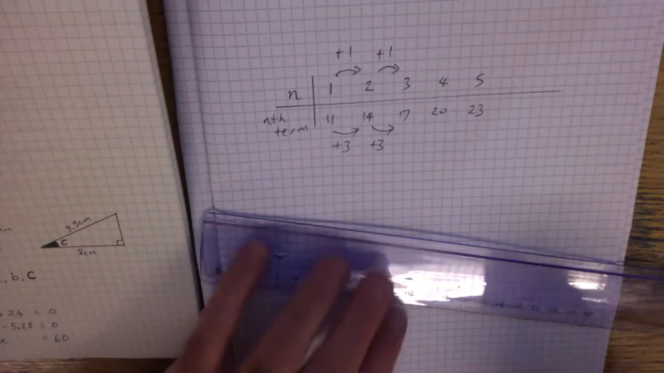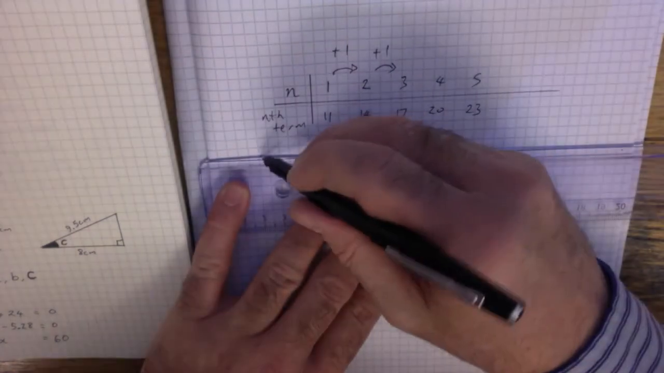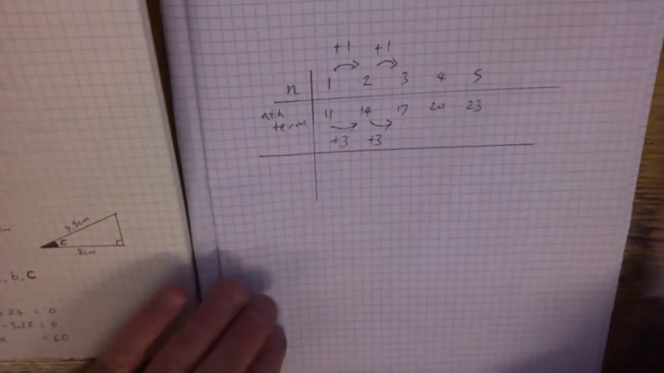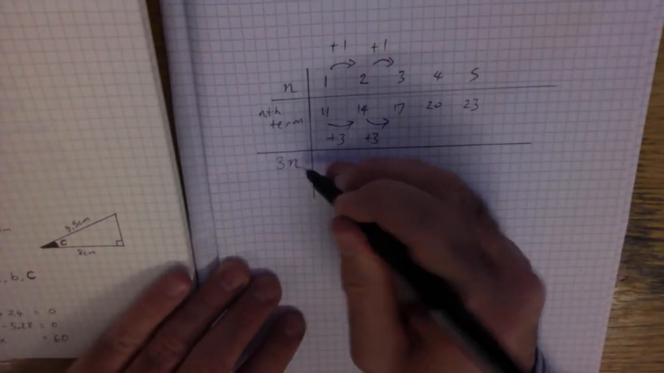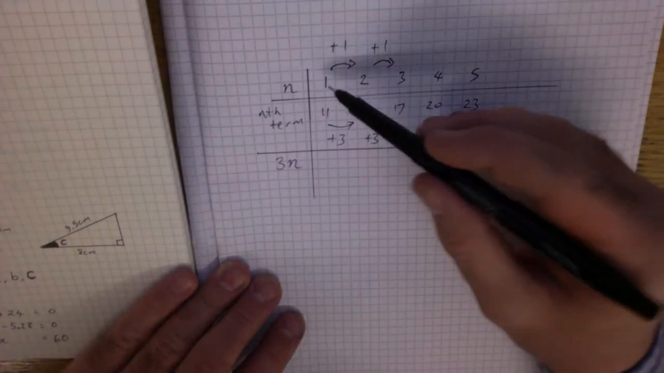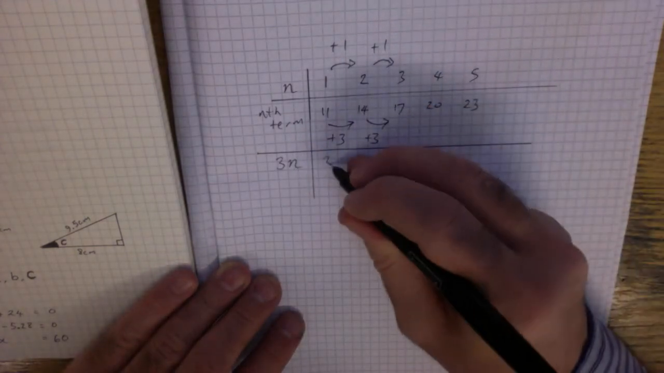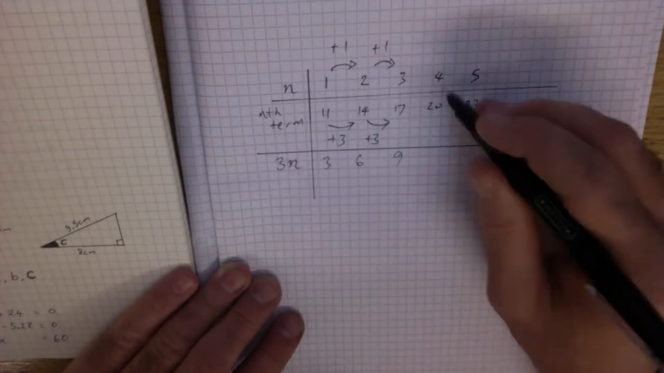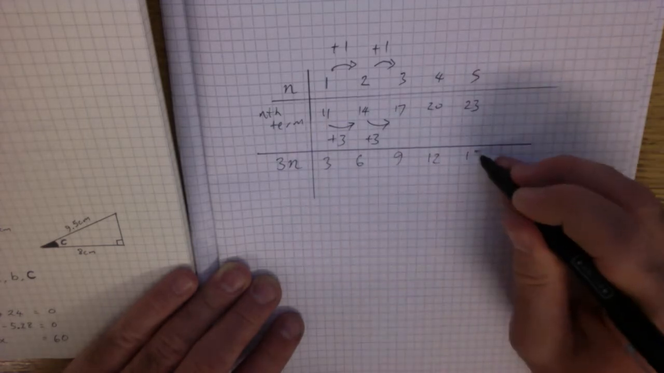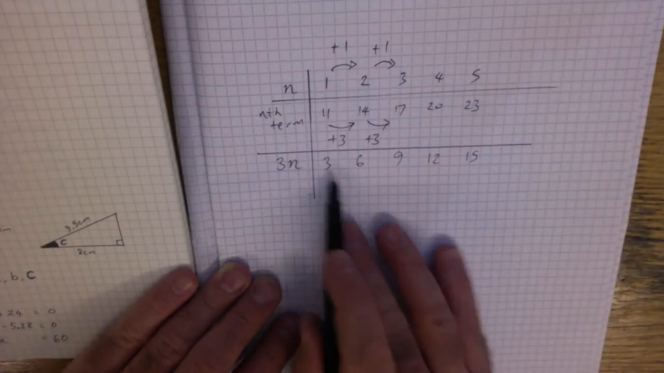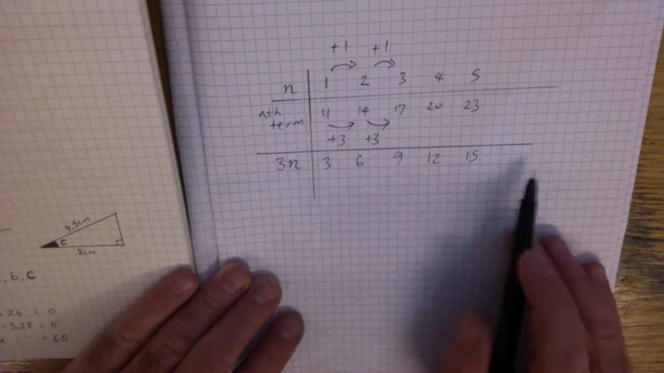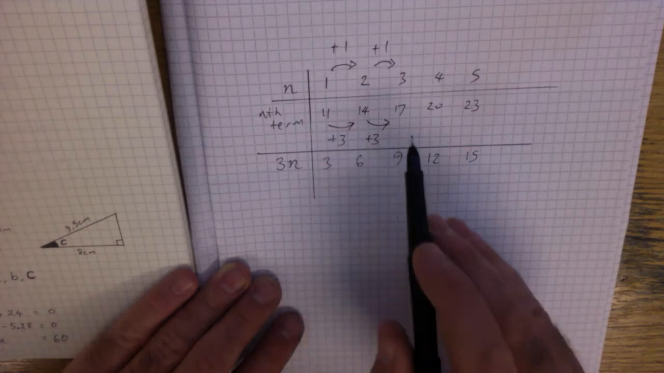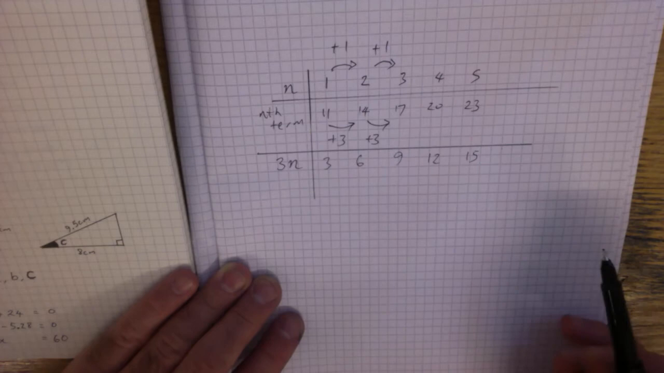So that's a clue that the rule for the nth term could involve 3 times n. If the rule was 3 times n, then the terms you get would be 3 times 1 is 3, 3 times 2 is 6, 3 times 3 is 9, 3 times 4 is 12, 3 times 5 is 15. So you do get a sequence that goes up by 3 every time, but it's not the right sequence, because we're getting 3, 6, 9, 12, 15. We want to get 11, 14, 17, 20, 23.